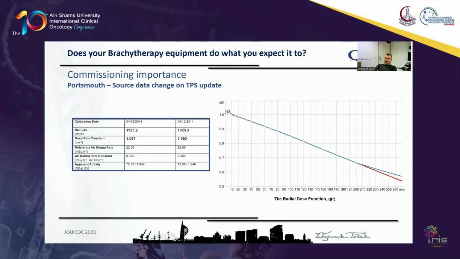Another example: during the upgrade of our treatment planning software, various data sources changed during the update, and that actually led to quite a difference in expected dose, 3 to 4%. On top of the radial dose function being different, the dose rate constant being different, and the half-life of the cobalt being different, there was also a titanium attenuation factor change of 3% between the versions of the treatment planning software. So again, quite a big difference.